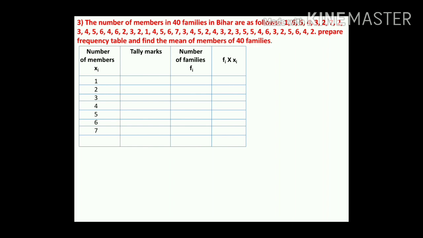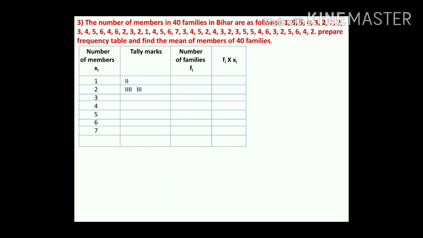1, how many times is it repeated, children? See in the question, 2 times. So write 2. Now 2, how many times is it repeated? Count. You have to count properly, children. You should not miss any one number. If you miss any one number, your sum will be wrong.